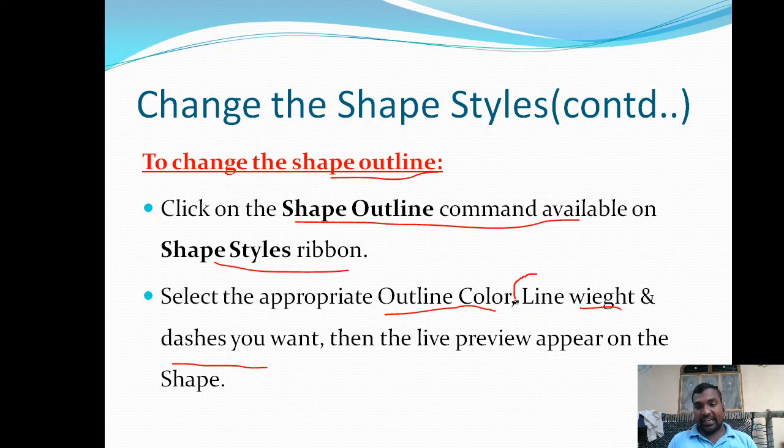Here the line weight means the border line thickness. If you choose a higher weight, then the outer line of the object shape will be displayed clearly. You can also choose the outer line of that shape as a dashed one, and you can choose the outline color. All these three operations can be done under the Shape Styles group, Shape Outline command.